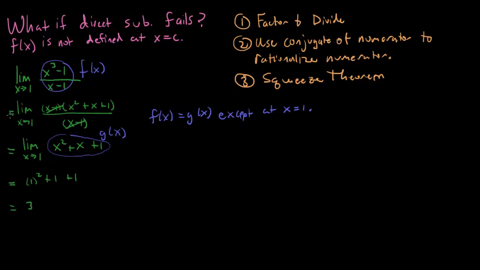This is probably going to be the most common way to evaluate limits when direct substitution fails. Let's look at another one real fast. Let's see here. Let's look at the limit as x approaches -3.